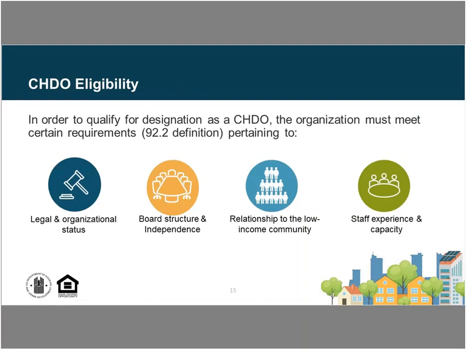CHDO eligibility, there are, as I mentioned, about 10 different items in the definition section of the rule on what a CHDO needs to be. We've grouped them into 4 categories that we think make sense. That is legal and organizational status, board structure and independence, relationship to the low-income community, and staff experience and capacity. I've got a few slides on those coming up, so I won't comment on them much now, but just keep in mind that the CHDO must meet these requirements and must meet them every time you award them funds from the CHDO set aside.